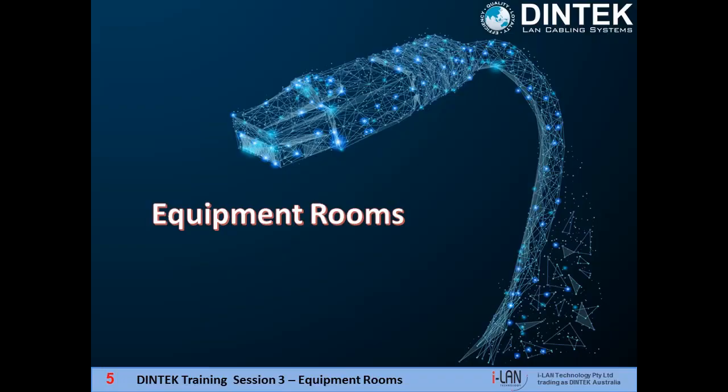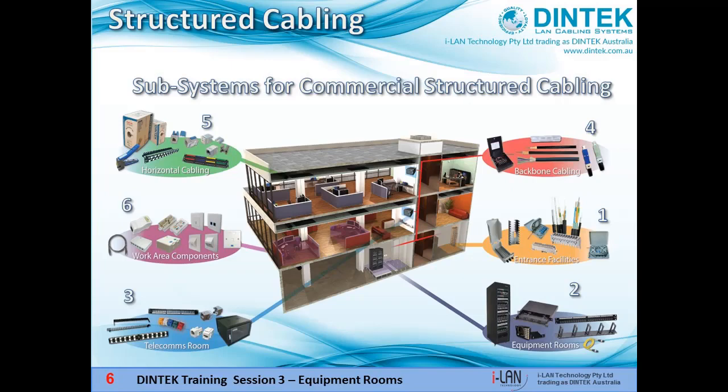So, equipment rooms. In our previous webinars we went through the 6 separate subsystems under the ANSI TIA 568.1-D standard in a multi-floor building, which are number 1, the entrance facilities on the middle right hand side there, which we looked at in detail in our last webinar. Then clockwise we have our equipment room at number 2 and the telecommunications rooms at number 3, both of which we'll be looking at today. Between each floor is the backbone cabling shown at number 4 top right, followed by the horizontal cabling on each floor shown at the top left at number 5, and then finally at number 6 is the work area components.